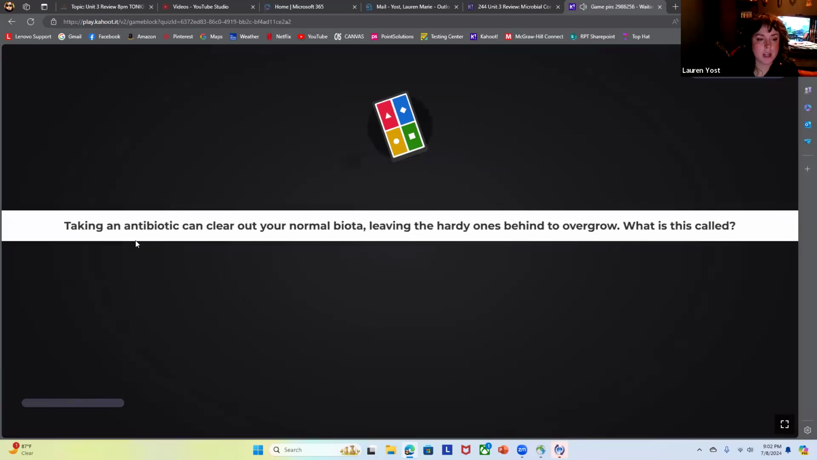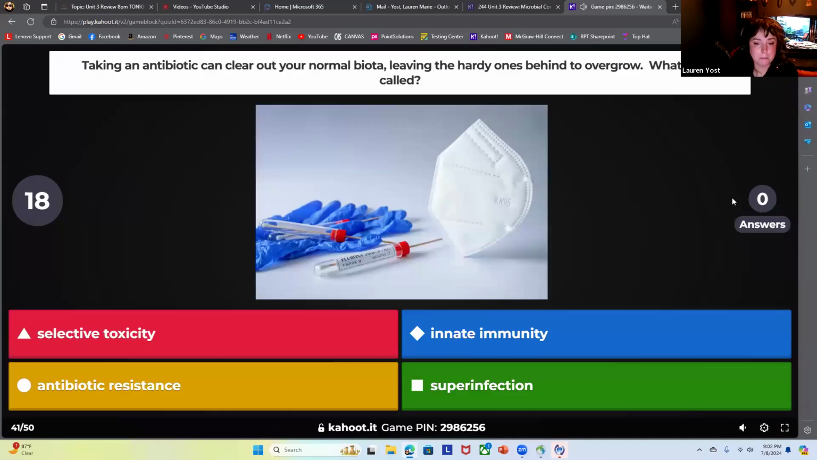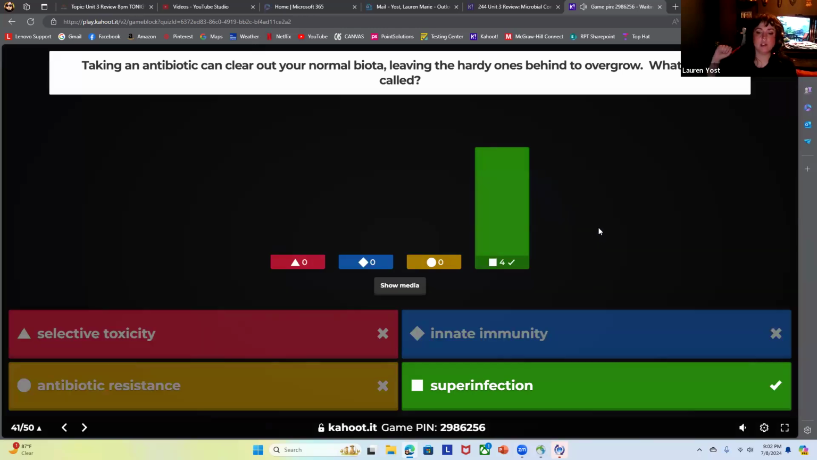Alrighty. Taking an antibiotic can clear out your normal biota. That will leave the hardy ones behind to overgrow. There's a term for this. What is it? Exactly. This is superinfection.